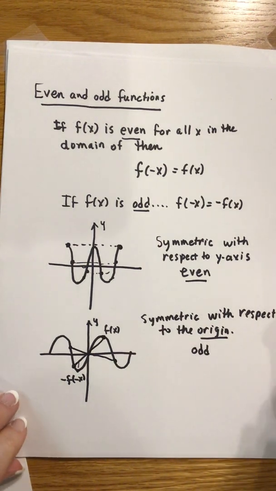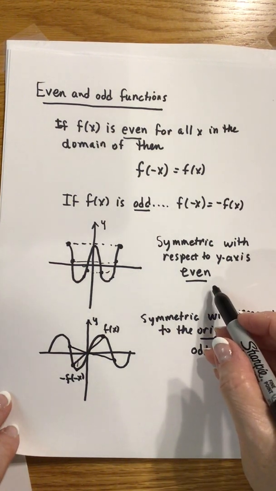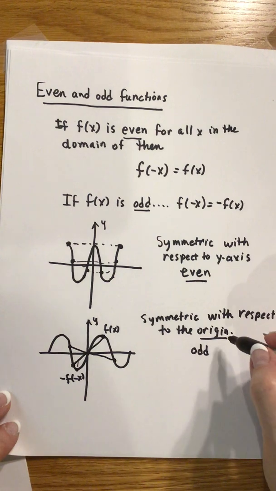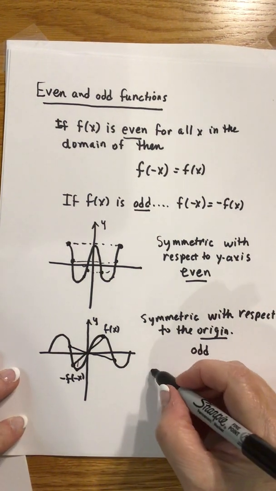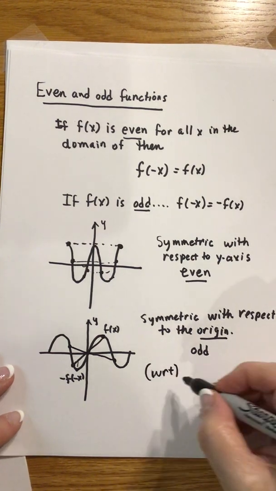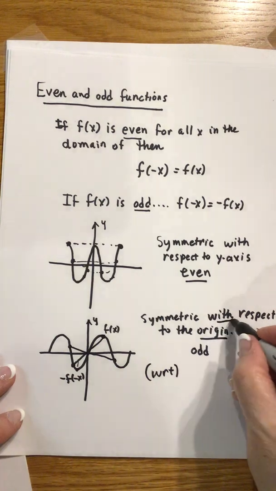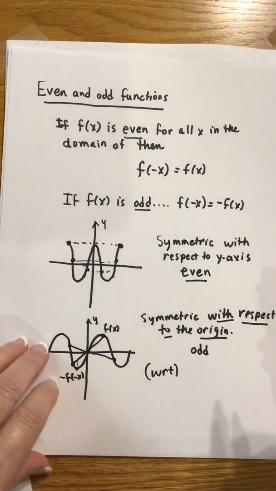So now we're going to decide how we determine, looking at an equation, not the graph, whether it's even or odd. So even is with respect to the y-axis and odd is with respect to the origin. Now, you might also see with respect to written as WRT. So if you see WRT on something, that means with respect to. See how we said with respect to? All right, so let's try an example.